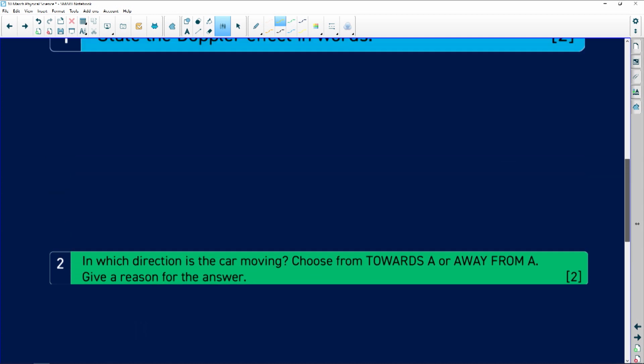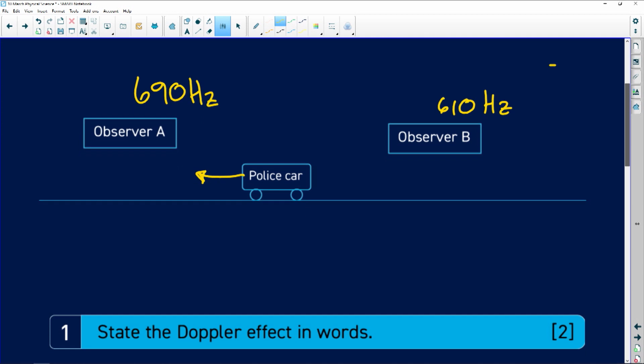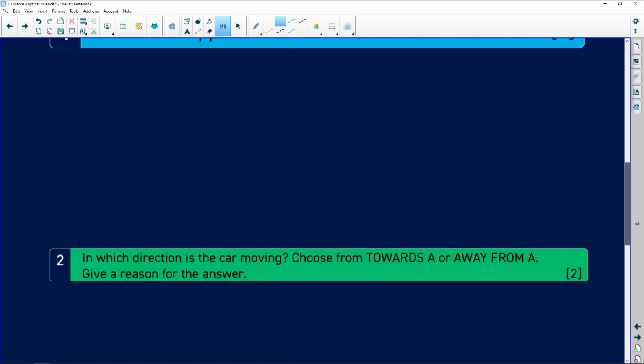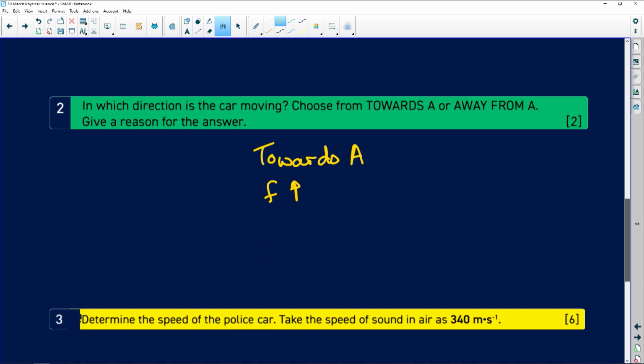So let's have a look. We said observer A was observing a frequency of 690 and observer B was observing a frequency of 610. So obviously the police car is moving towards observer A. Why? Because it's experiencing a higher frequency, so more waves are striking the eardrum, so we're going to hear it at a higher frequency and a higher pitch. So all you have to say is towards A, and the reason being is that the frequency is increasing as I move towards A.